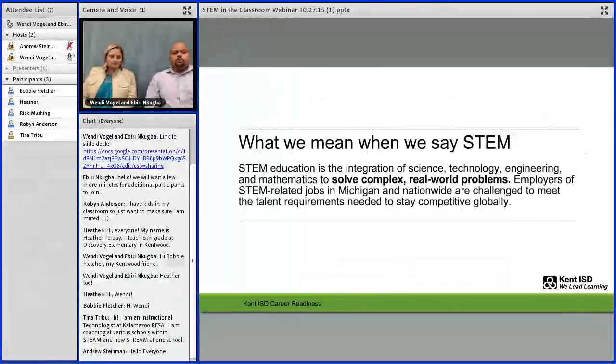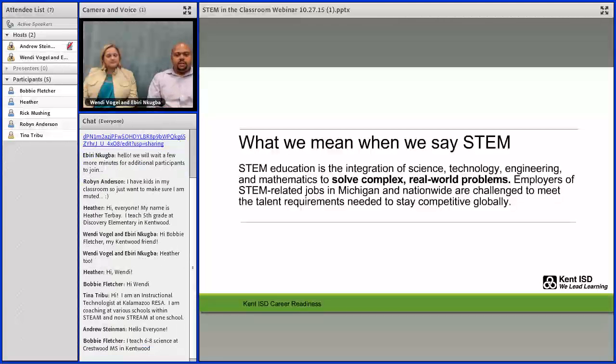So what do we mean when we say STEM? So I'm a STEM consultant, right? One of the first things that they had us do when we got here to the ISD was sit down and say, okay, well, what do we really mean when we say STEM? And here's our definition. STEM education, so it's those 4 areas, right? But STEM education is the integration of science, technology, engineering, and math to solve a complex real-world problem.